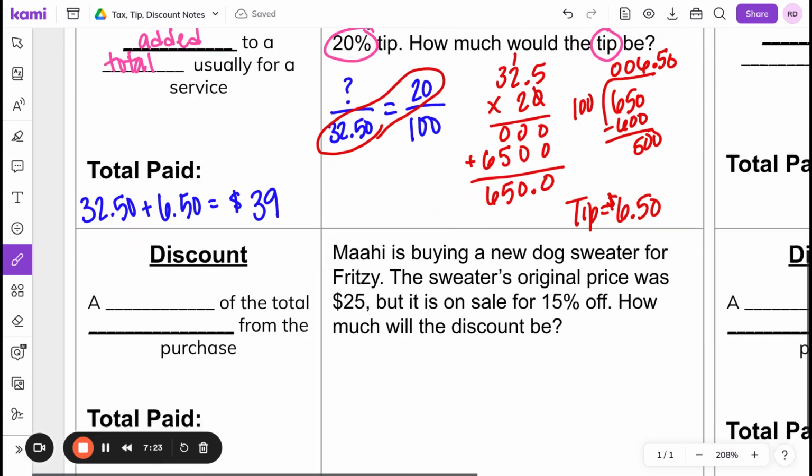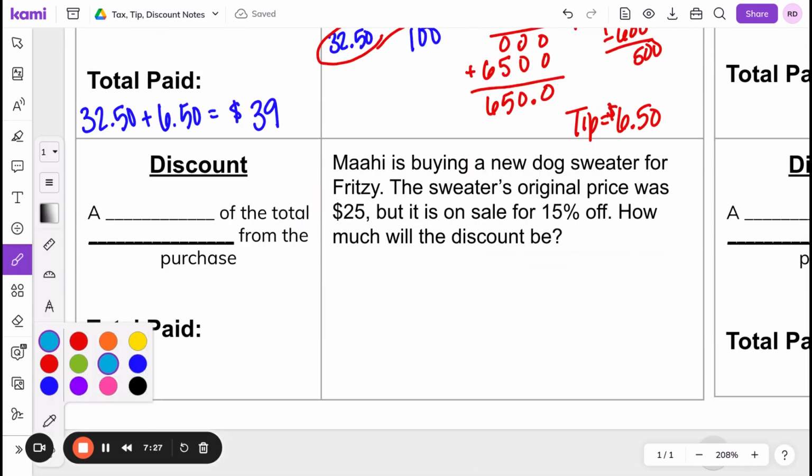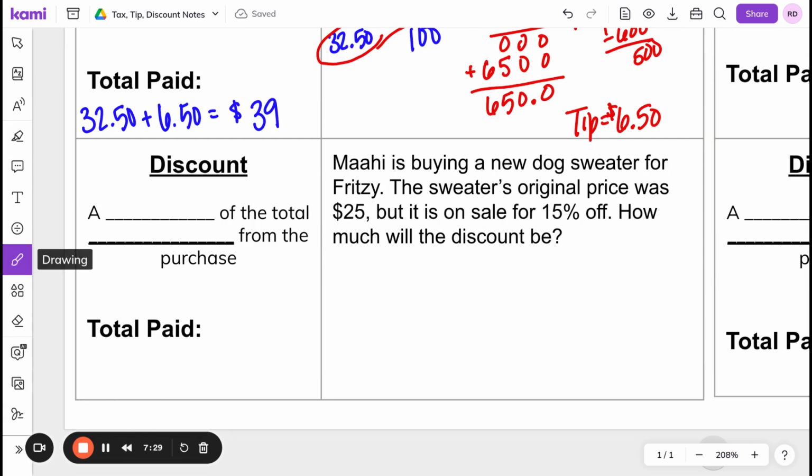The last kind of part we're going to talk about today is a discount. This is most of our favorite because it tends to save us money. So a discount is a part of the total that gets subtracted from the purchase. So our problem over here is Mahi is buying a new dog sweater for Fritzy. This sweater's original price was $25, so that's important. But it's on sale for 15% off, and we want to know how much that discount would be.